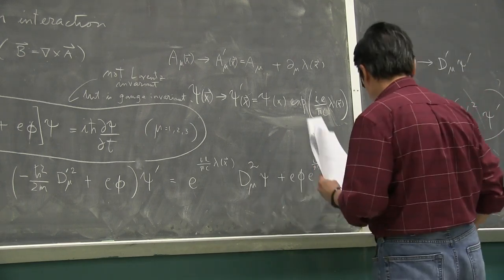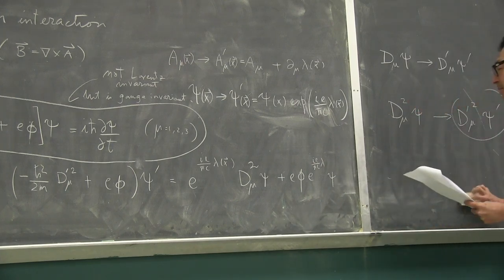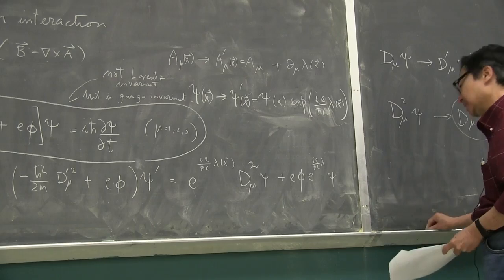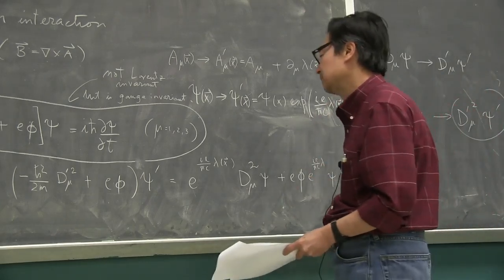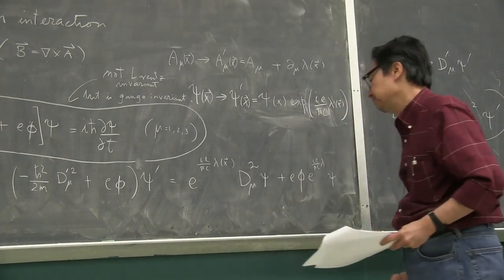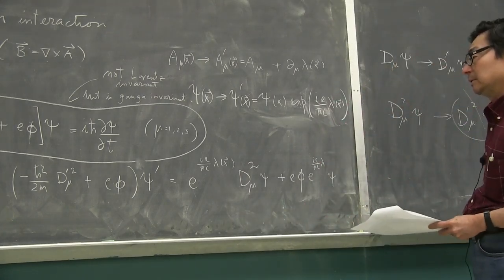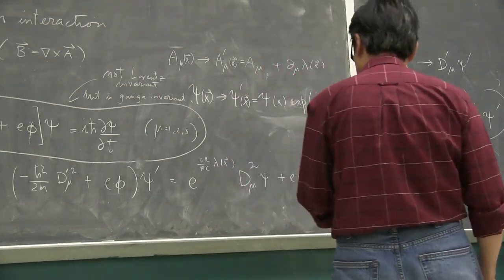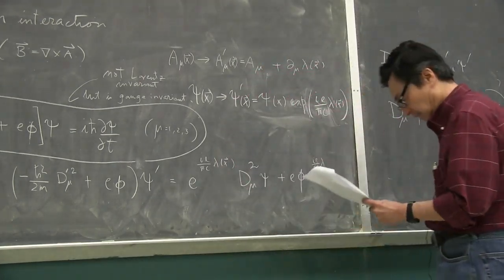Wait. I made a mistake in my argument in here. Let's just work with the left-hand side first, okay? Forget about the right-hand side. So the left-hand side in the new gauge would be equal to that. Up to here, no problem, right?